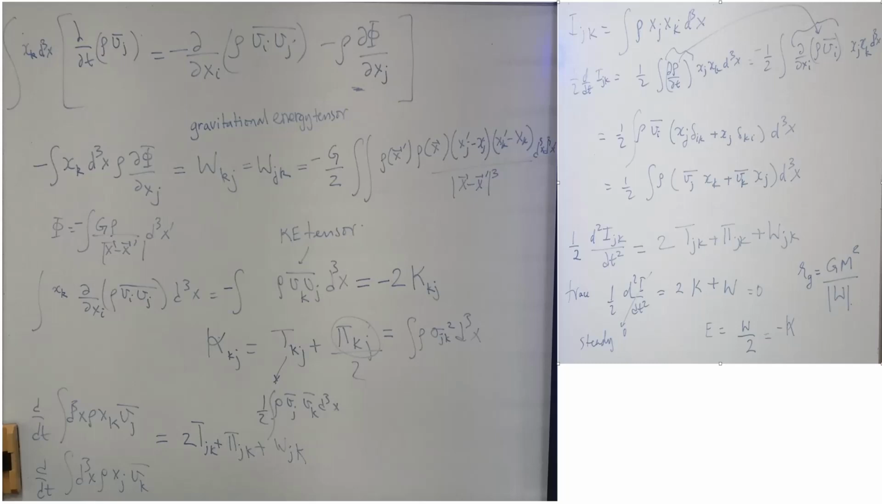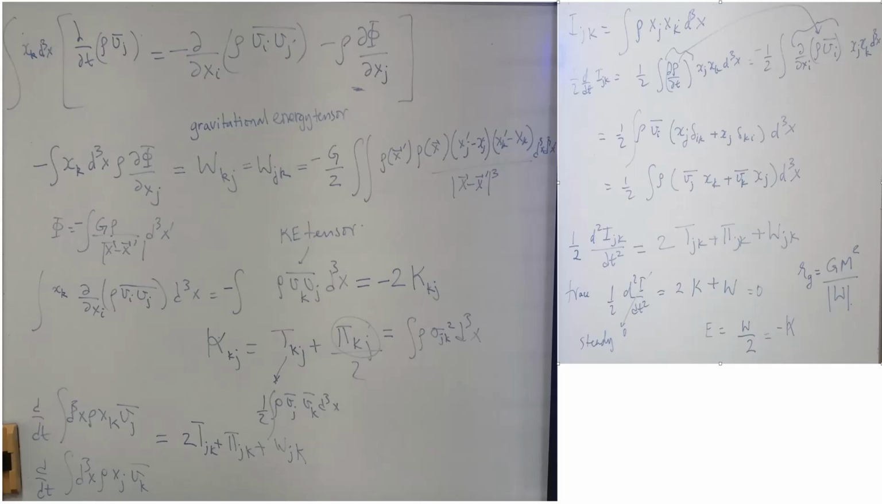So if you take the trace of this vector equation, that's also valid. The trace of this equation will be half d2I by dt squared plus twice K plus W is equal to, right? So this is what you get. This is the usual virial theorem that you have looked at.